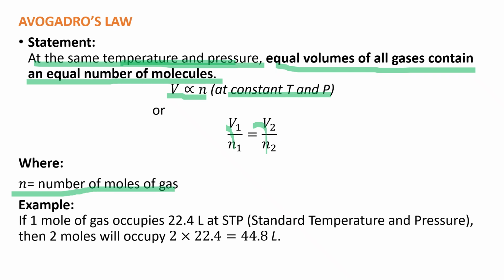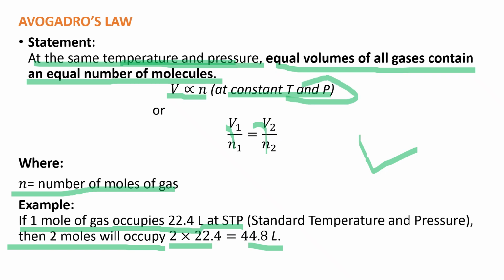So you can see, if 1 mole of gas occupies 22.4 liter at standard temperature and pressure, STP condition, then 2 moles will occupy 2 into 22.4, that is 44.8 liter. So that is as per Avogadro's law, where the pressure and temperature remain constant.